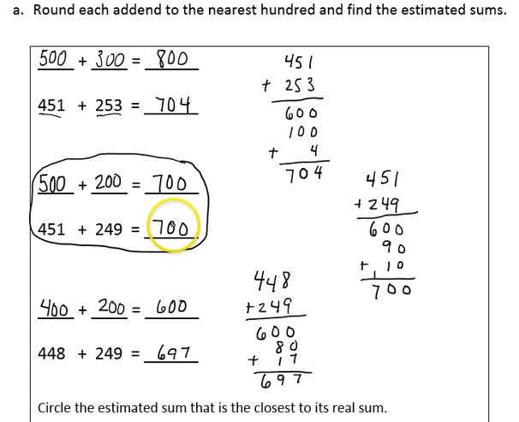Now, why is that? Well, if you notice in the first problem, both of our numbers rounded up when we estimated them. And that means our estimated sum was a lot higher than the real sum. In the third problem, both of our numbers rounded down. And that meant that our estimated sum was a lot less than the real sum. In the middle problem, one number rounded up, the other number rounded down. That gave us an estimation that was closest to the real sum.